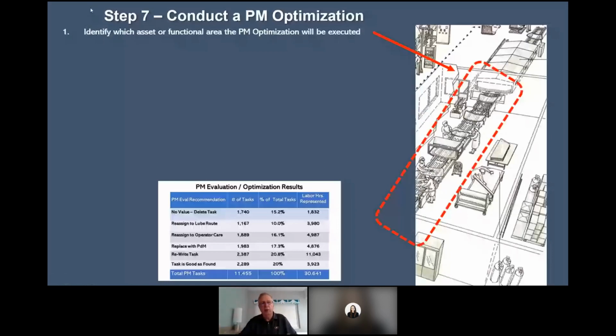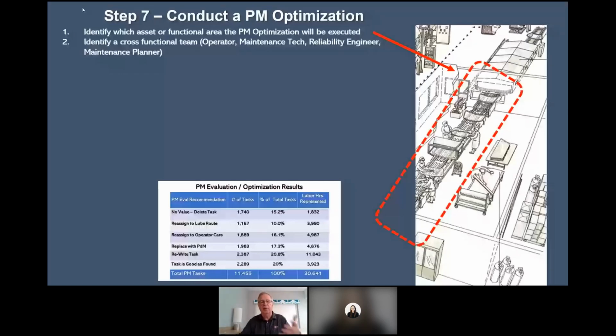First, you identify which asset or functional area the PM optimization will be executed on. So here I've actually blocked in an area, just like you do with RCM. So you put a block around it: this is the area we're going to focus on. All right. And then identify a cross-functional team. I'd like to have the best operator, best maintenance tech, reliability engineer should lead this process, and the maintenance planner. Why? The maintenance planner's got the data, information we may need.